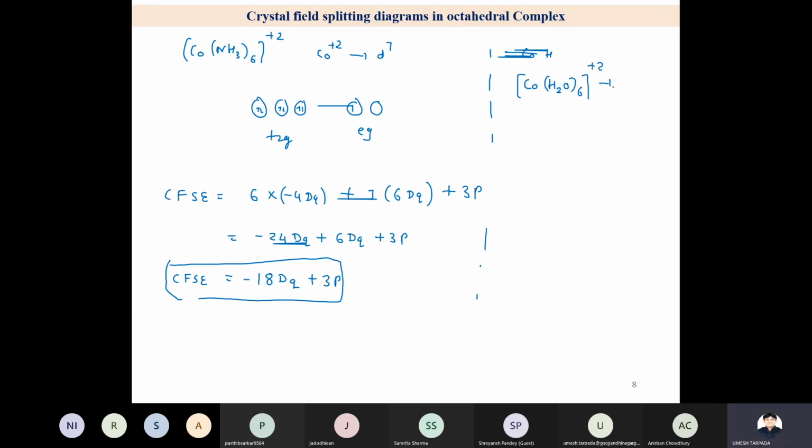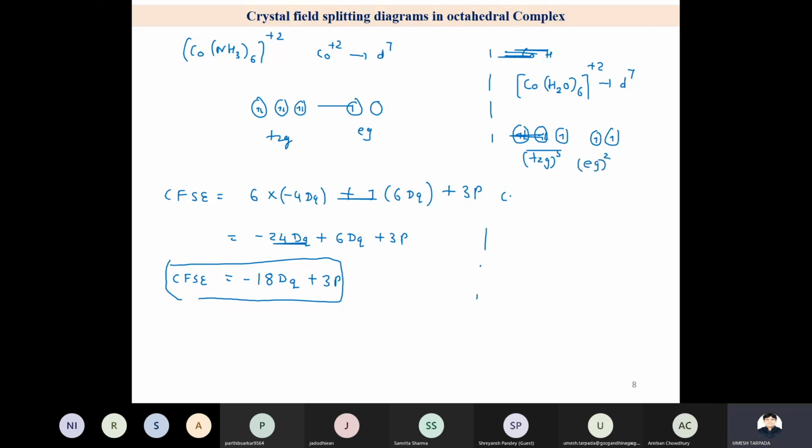Again, see, it is a d7 system, but it is a high spin complex. So how many electrons are entering into t2g? In t2g, two orbitals will be paired and one orbital will have only a single electron. So say t2g having 5 electrons and eg having 2 electrons.